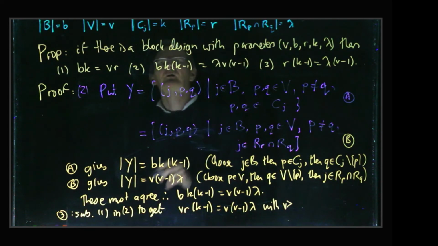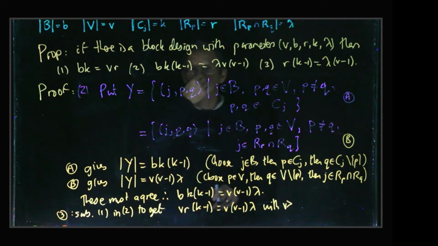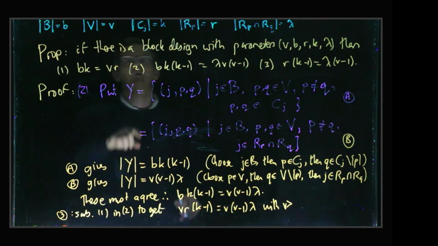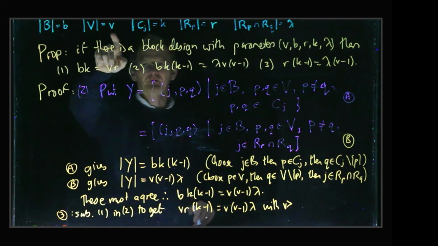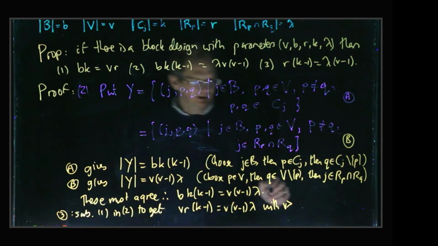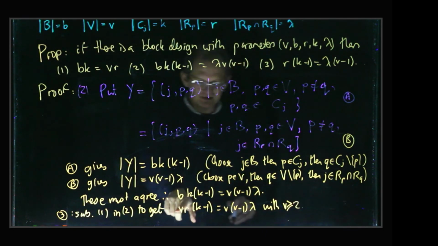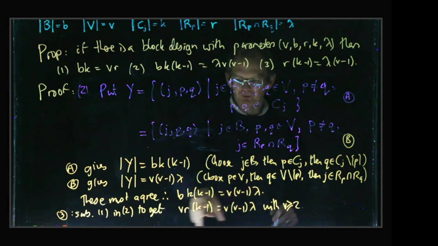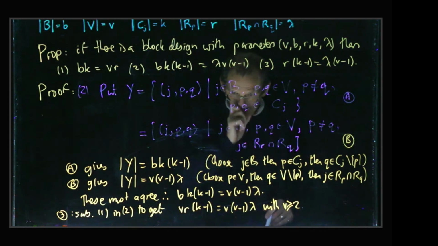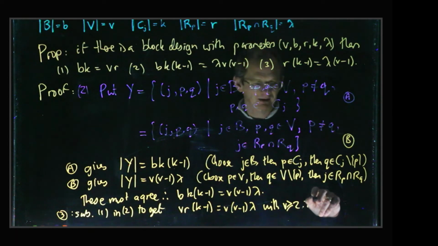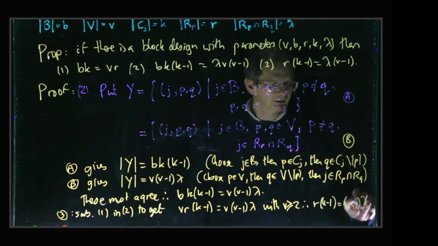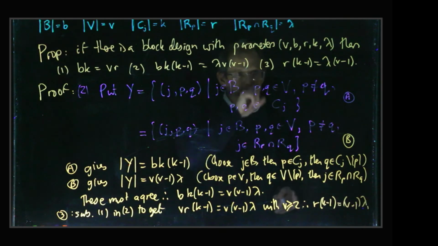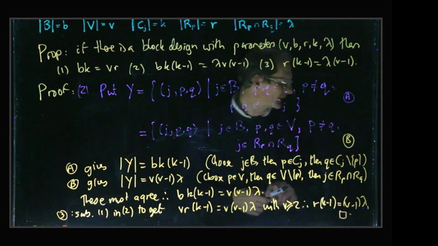One of our conditions was that 0 is less than k, less than v, so in particular v is at least 2. Because v is at least 2, that means that v is non-zero. So I can just divide this equation by v to get r(k minus 1) is (v minus 1) lambda, and that was our third claim here. r(k minus 1) is lambda(v minus 1). Okay, so that proves these identities between the parameters of a block design.